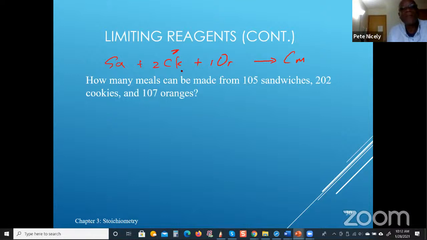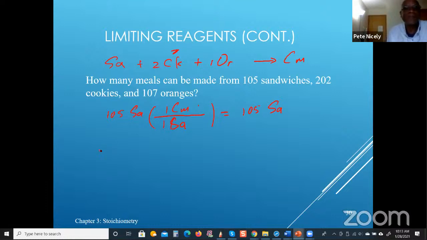So here we have a question. How many meals can be made from 105 sandwiches, 202 cookies, and 107 oranges? The way you'd go about solving this is you start off with the 105 sandwiches, and then you use a conversion factor representing the relationship between the complete meal and the sandwich. So 1 complete meal divided by 1 sandwich would be that conversion factor, and you end up with 105 complete meals based on the original 105 sandwiches.